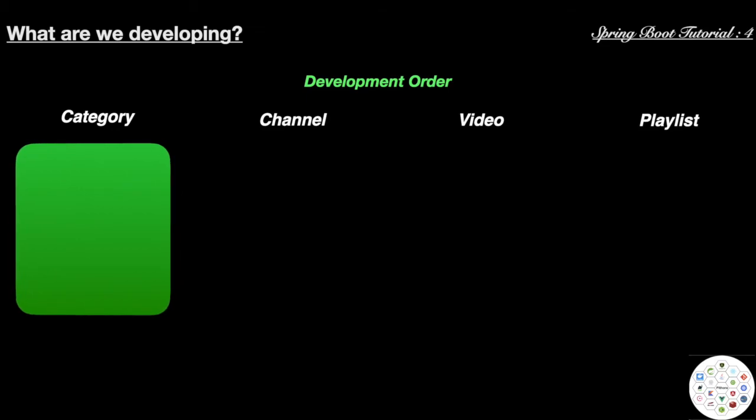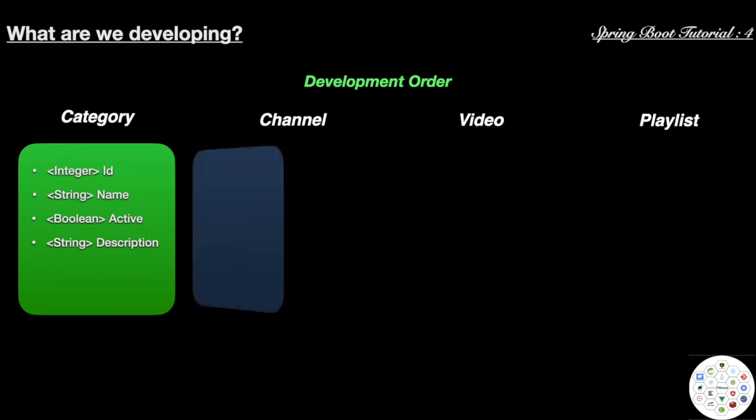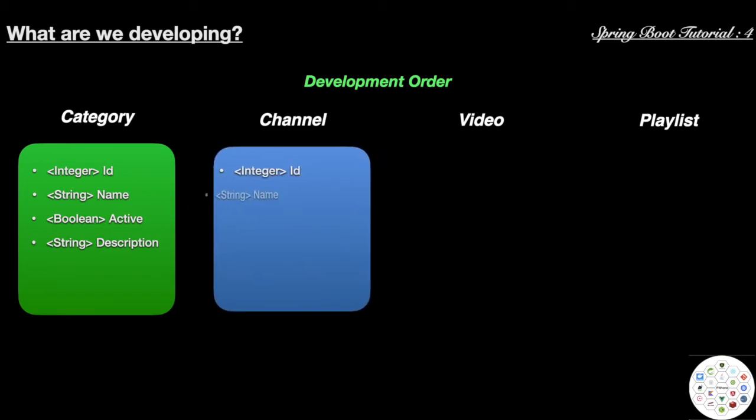The category will have integer ID, string name, boolean active, and string description. So the second component that we have is the channel. It will have integer ID, string name, string about, and category. This will be the first component that we will build in this application.